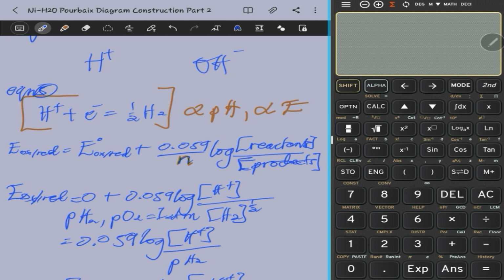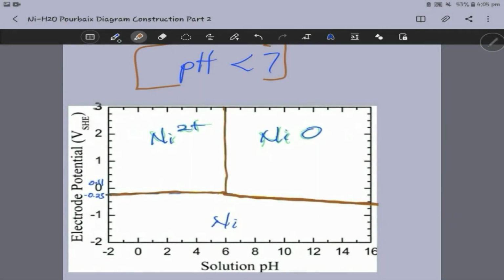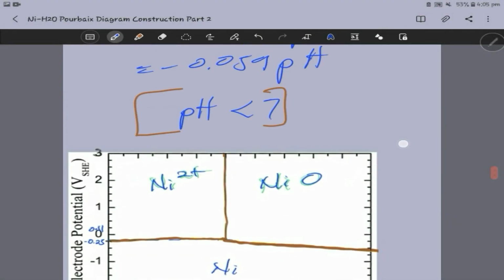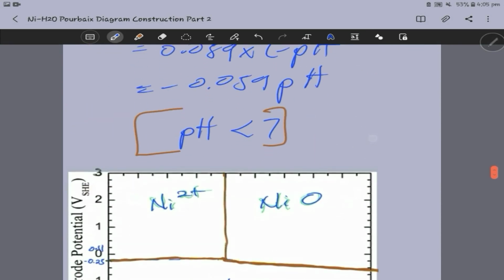So this basically means that this happens in acidic medium, and that will mean that the range of pH that we can do for this particular one will be when the pH is less than 7. So this is the region where we'll be able to draw this line. With that information in mind, having the equation for the E-oxide and then the pH, this is what we can do.